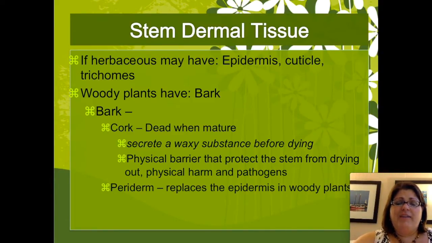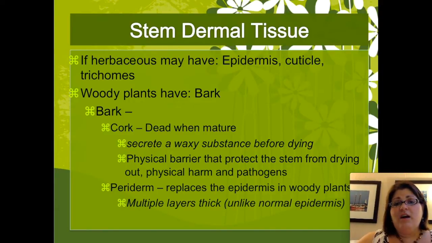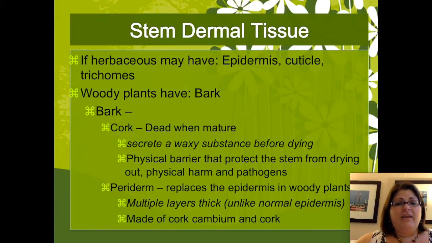The bark also has underneath the cork something called a periderm. Periderm is a multiple layer of epidermis. Remember, epidermis is usually a single layer. And in the cortex is where we would find the phloem. It's also where we would find new growing tissue called cambium.